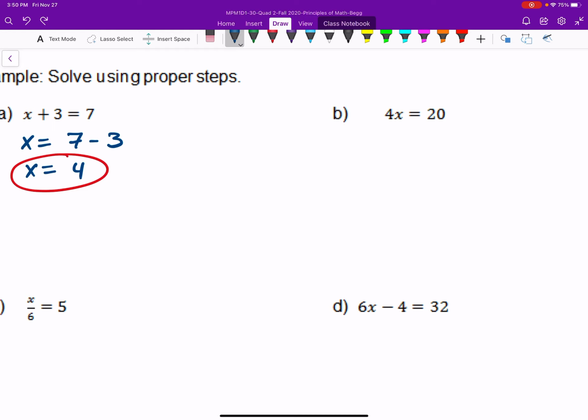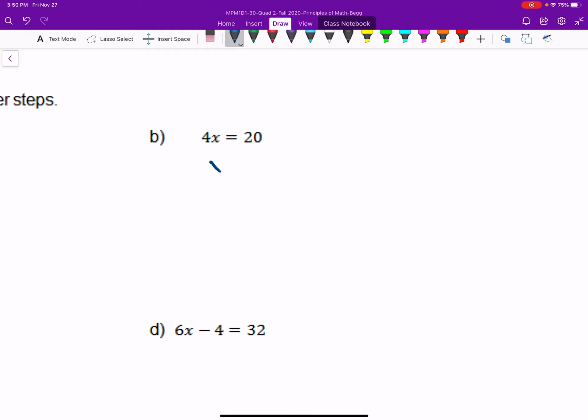Let's just write it like this. 4 times x, the opposite of multiplying by 4 is dividing by 4, so x equals 20 over 4, so x would equal 5.